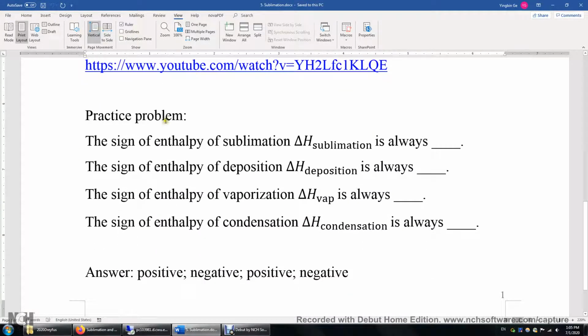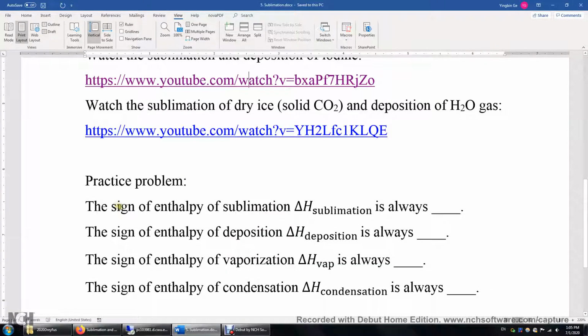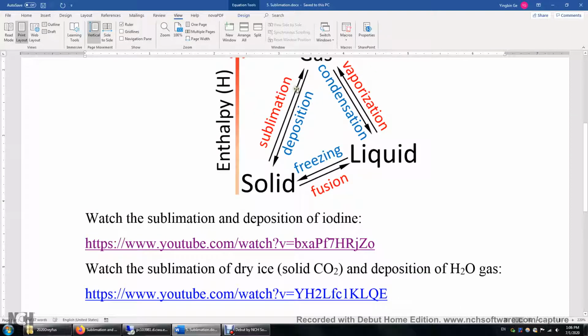I have a few qualitative questions for you. So first, is the sign of the enthalpy of sublimation always positive or negative? Again, delta H, that's the change of enthalpy during the sublimation. So I want you to think about this. When a substance undergoes transition from the solid phase to the gas phase, how does its enthalpy change? You can look at this diagram.